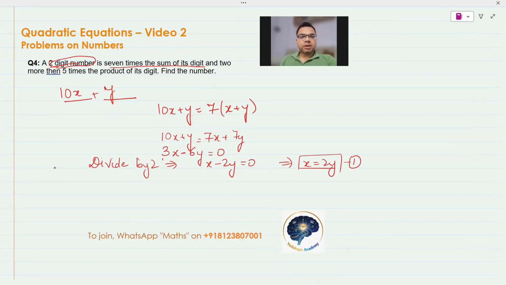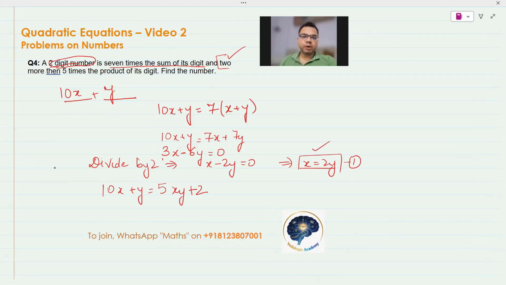And the second equation, if we go back to the question now, it says and 2 more than 5 times the product of its digits. So again, it becomes 10x plus y equals to 5 times the product of the digits, 5xy. And it says 2 more, right? It says here 2 more. 5xy plus 2. Okay. Now what we are going to do is, I'm going to use this x equals to 2y.